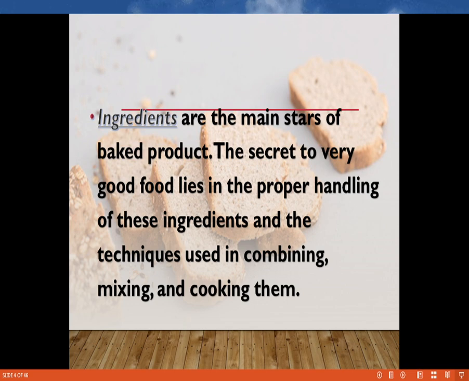Ingredients are the main star of a baked product. The secret to very good food lies in the proper handling of these ingredients and the techniques used in mixing and combining them. Here are some of the common basic ingredients.